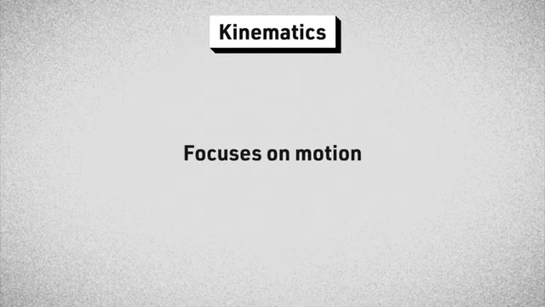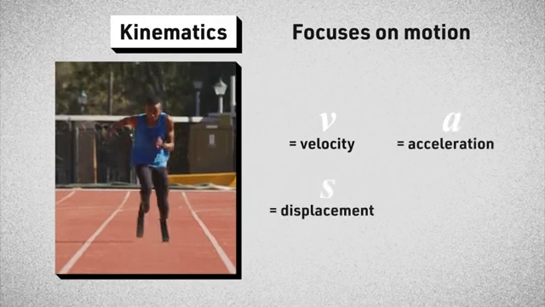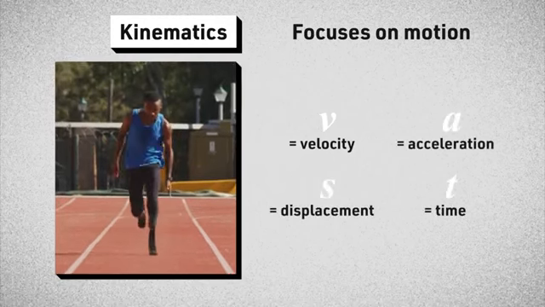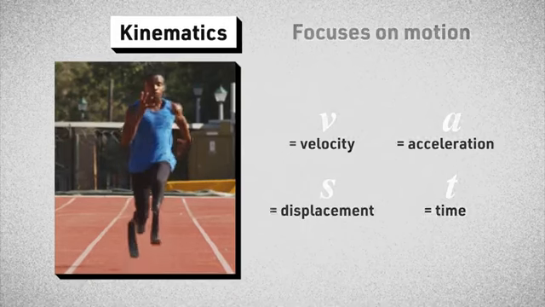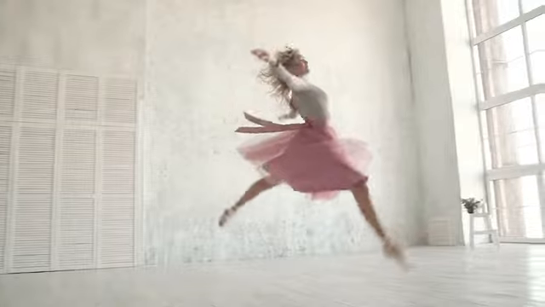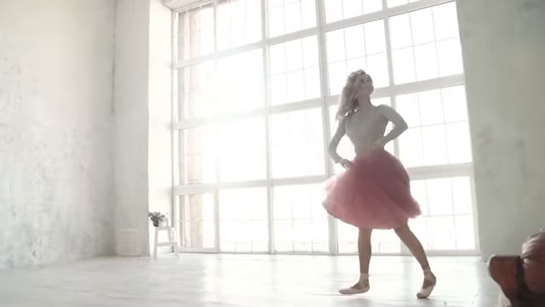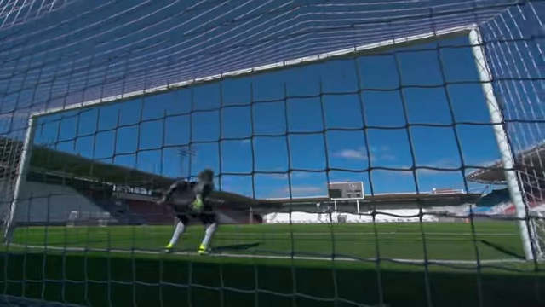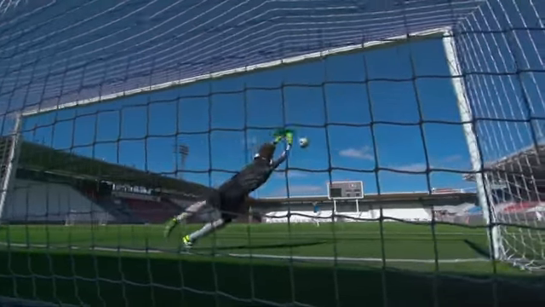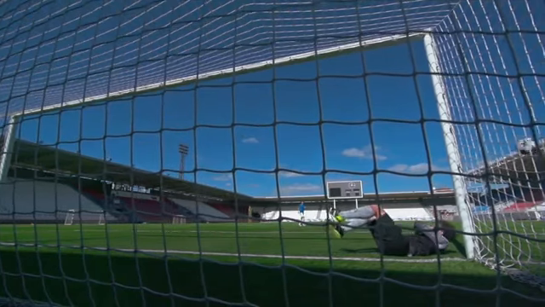Kinematics focuses on motion, including velocity, acceleration, displacement, and time, without considering the forces necessary to produce the motion. For example, if we look at someone jumping, kinematics gives us the movement information, such as how fast the person jumped, how high, how far, and how long they stayed in the air. It also relates to other specifics about the person's movement, such as how much the person bent their knees, feet, and arms.